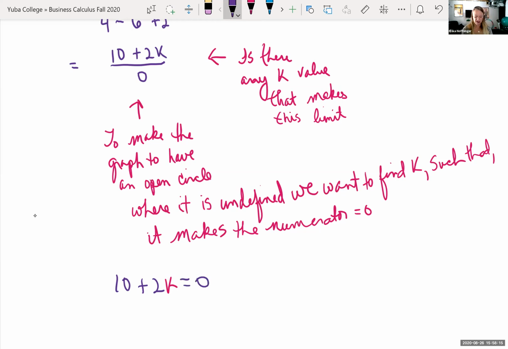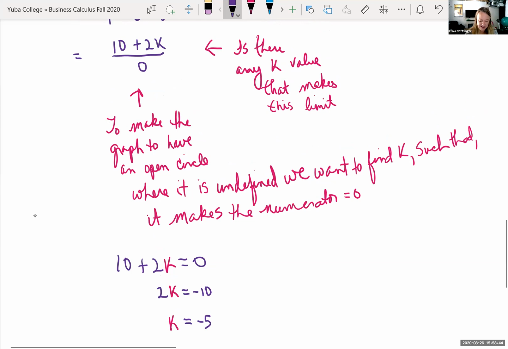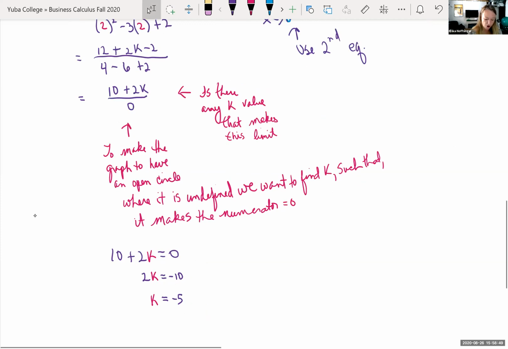So solving a linear equation, isolate your variable on one side, get all the terms without the variable on the other side. We would subtract 10 on both sides of this equal sign. We would be left with then 2k is equal to negative 10. Divide both sides by 2 to get the k by itself. We have negative 10 divided by 2 is negative 5. And so if we choose k to be negative 5, then this would have an open circle of the graph.